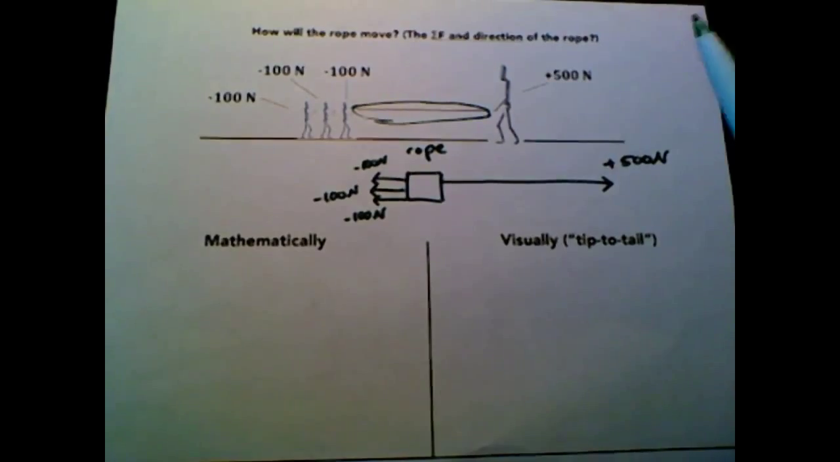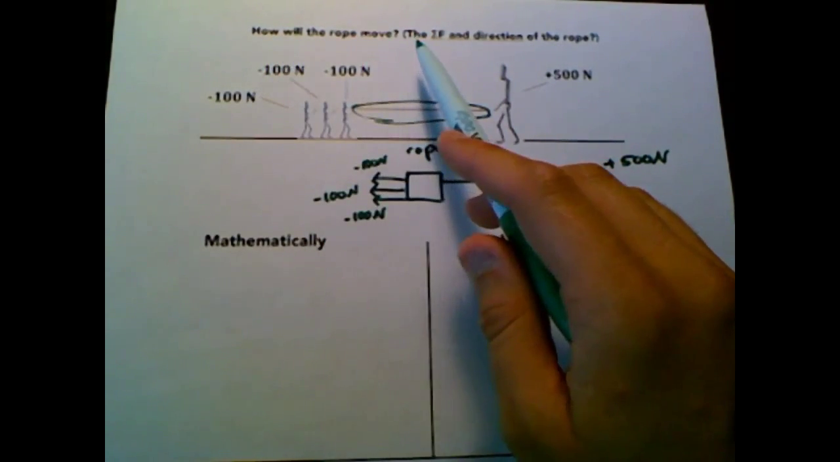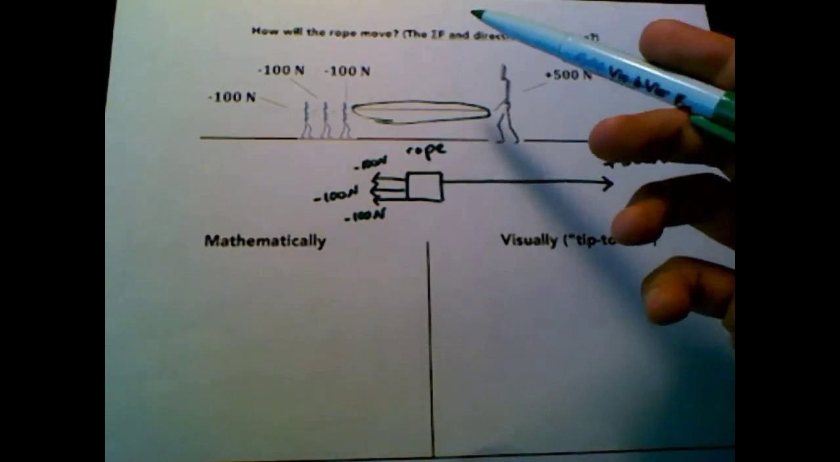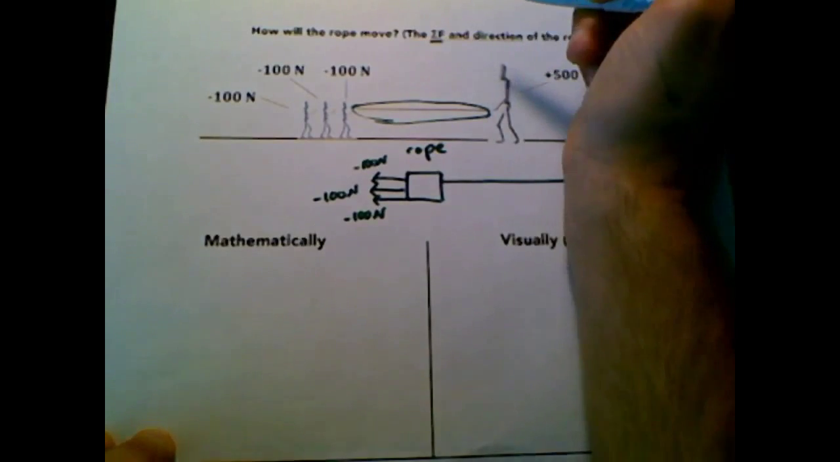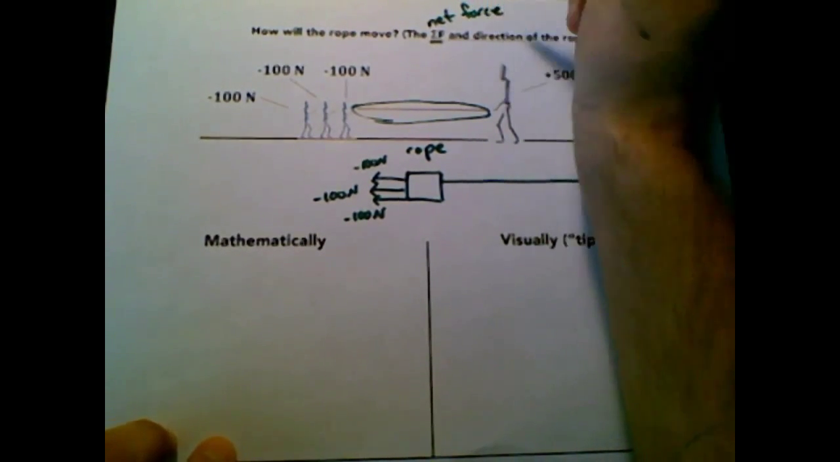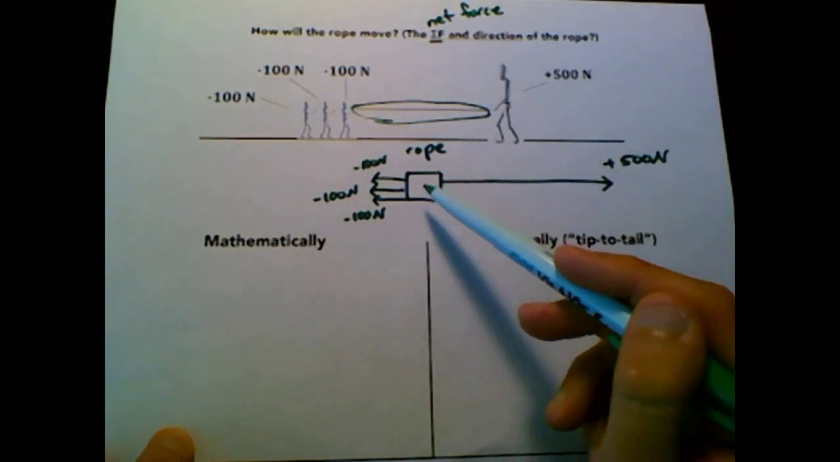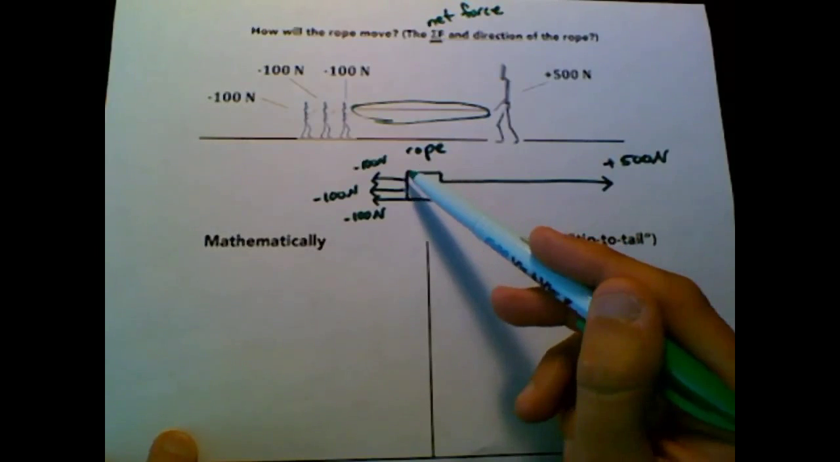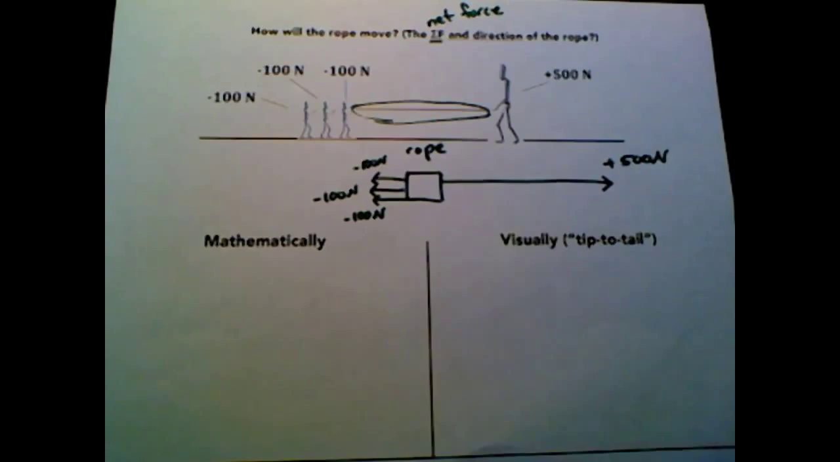All right, so how are we going to solve this mathematically? Well, let's look back to our question. How will the rope move? And in parentheses, specifically, we want to know the net force and the direction of the rope. All right, so this right here, this sigma F is our net force. And we haven't talked about it yet. But essentially what we want to do is look at all the forces acting on our object, our rope, add them all together, and what we get is going to be our net force. And I'm going to explain this a little bit more in our next video as well.